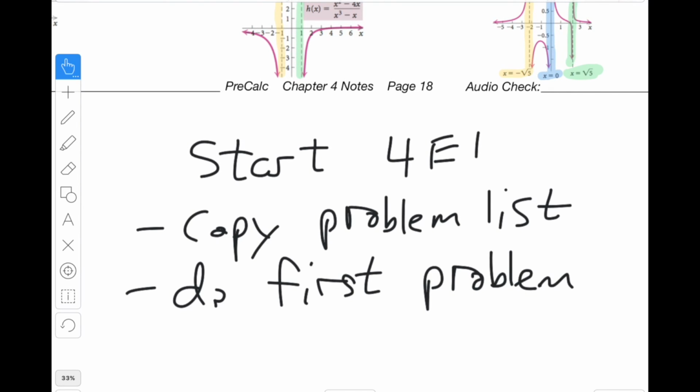That's the assignment. I'd like you to start for E1, copy the problem list in your composition book, and do the first problem, and I'll see you in class.